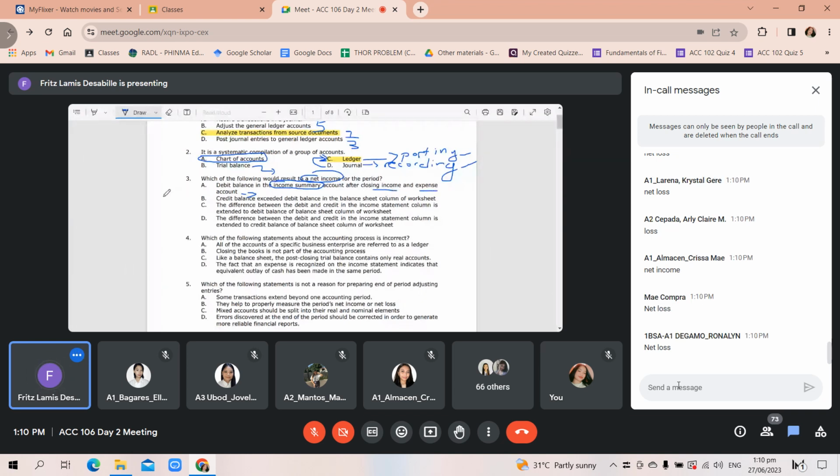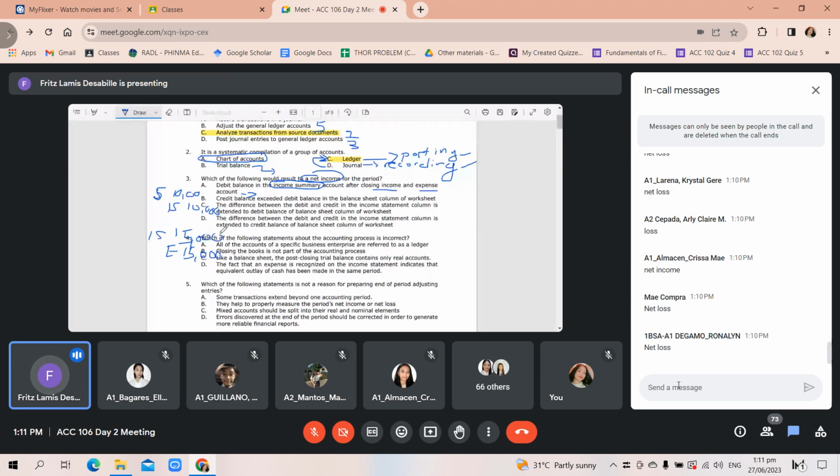So let's illustrate. Now if we close our income, say for example, sales. Sales ni siya, i-close atong sales, 10,000 ba atong sales? Nya, credit income summary, 10,000. Now, kung i-illustrate nato siya nga net loss, to close out our net loss, let's say for example, expenses nato is 15,000. So to close out expenses, mag-credit ta og 15,000, and mag-debit ta og income summary 15,000.